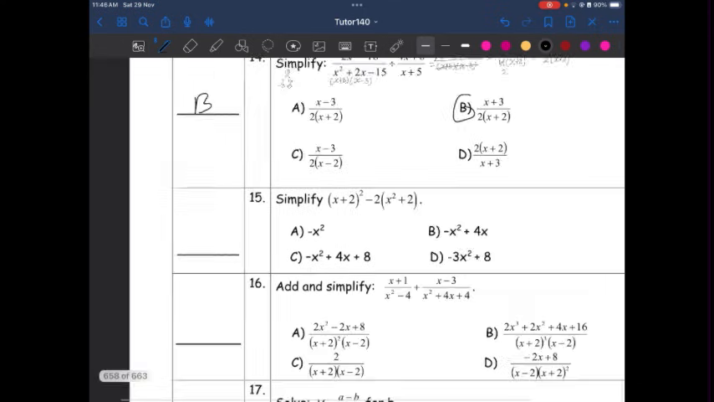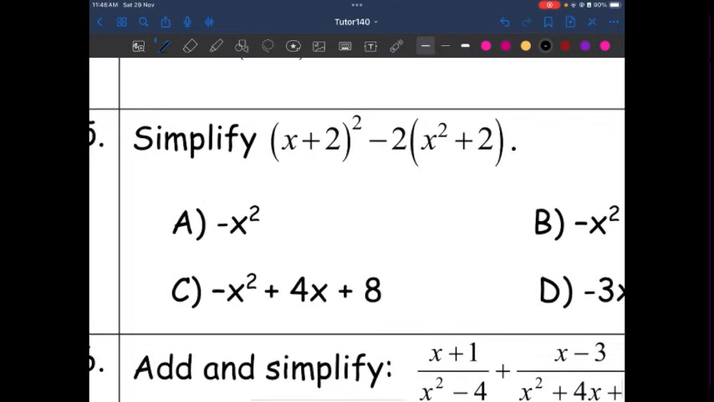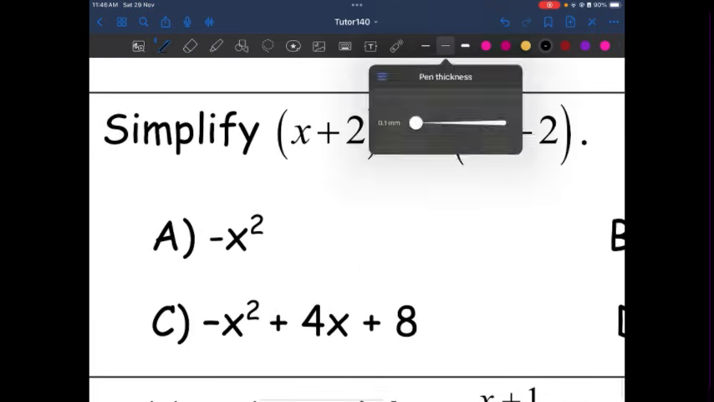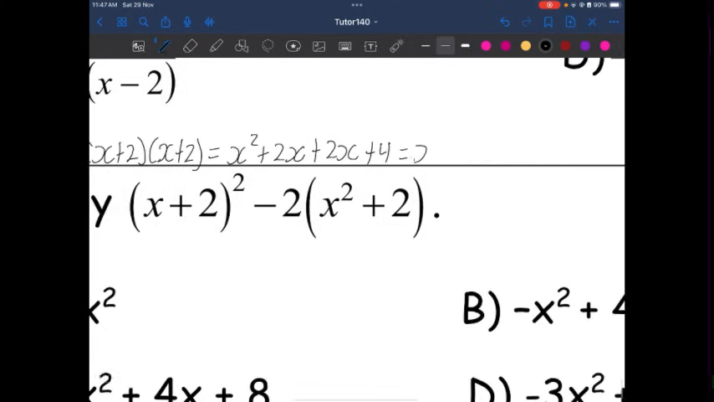Now we have 15. Simplify (x plus 2) squared minus 2(x plus 2). Again, I like to write it out so I can visualize it. This is x squared, FOIL: x times x is x squared, x times 2 is 2x, plus 2x again, and then 2 times 2 is 4. So it's equal to x squared plus 4x plus 4.